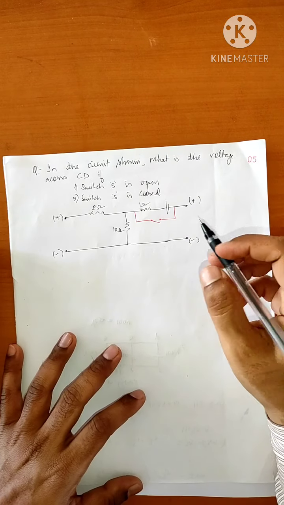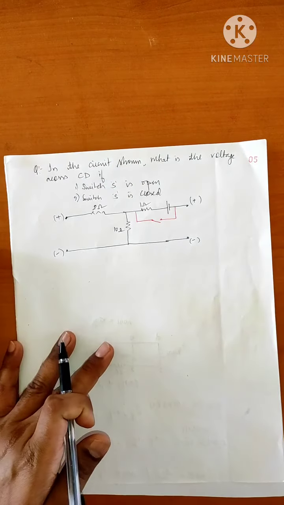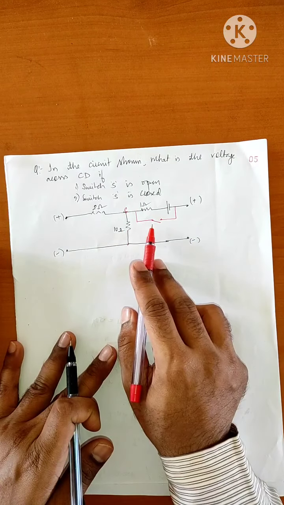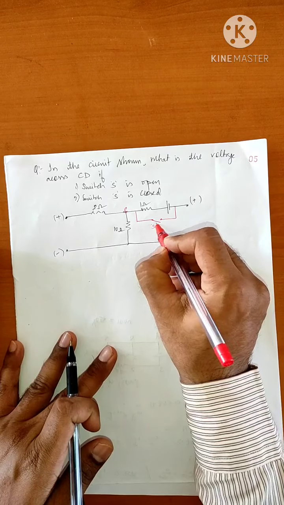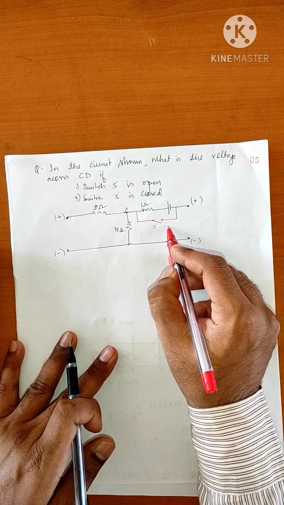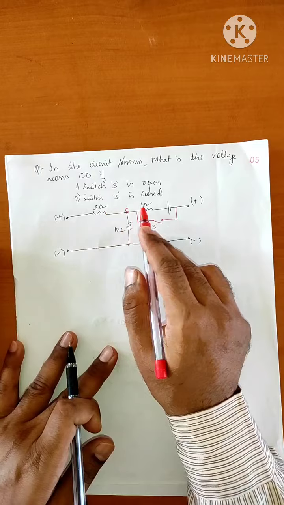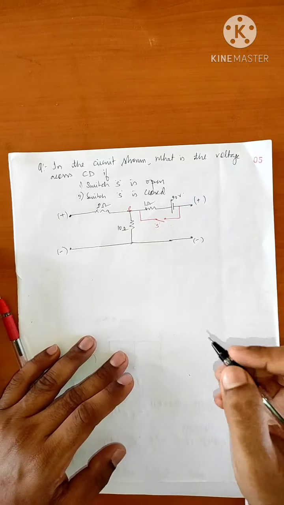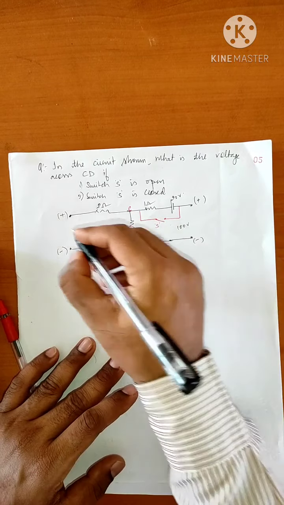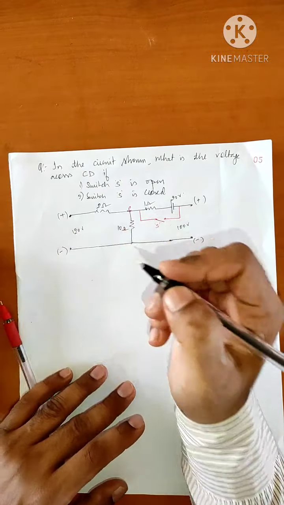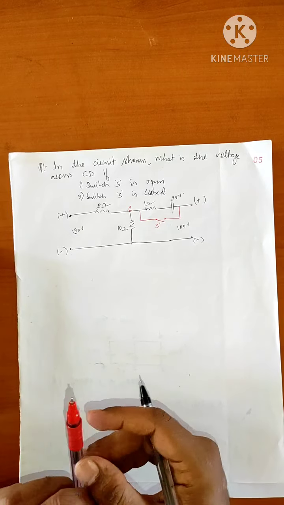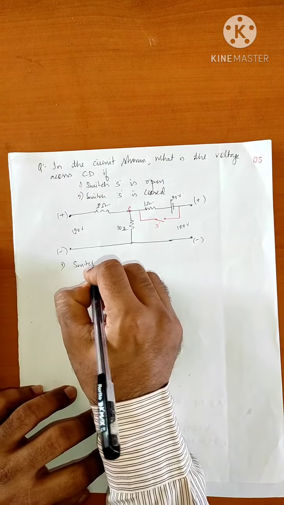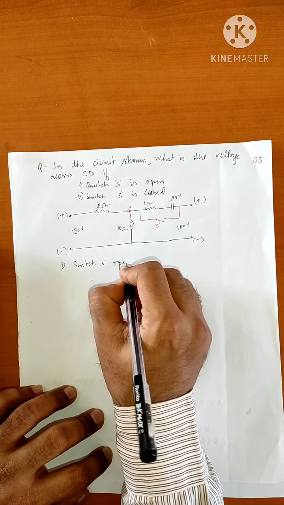Now in the circuit shown, what is the voltage across point CD? What is the voltage across CD if this switch S is open and if the switch S is closed? So this is 20 volt, and here it is 100 volt across this, here it is 120 volt across this. So let's take the first one wherein the switch S is open.